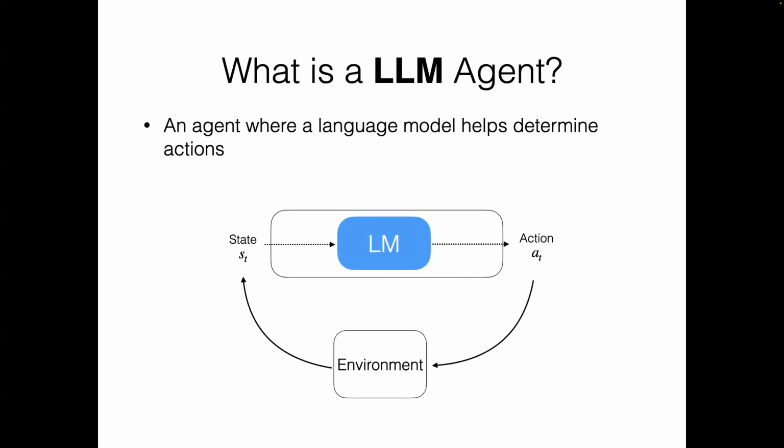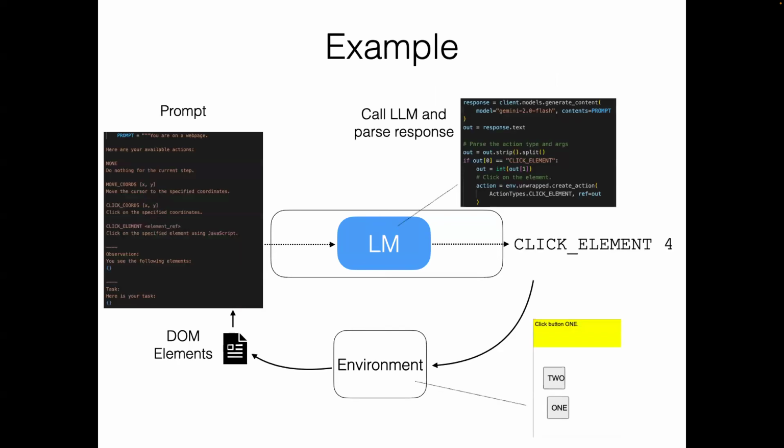Again, an agent is just something that goes from a state to an action. And then we can actually use a language model to produce the actions given the state. This is what's called a language model agent or LLM agent. It's one that incorporates a language model in the process of determining actions. So what would this look like? Well, if you don't want to train the model, then you have to prompt it.